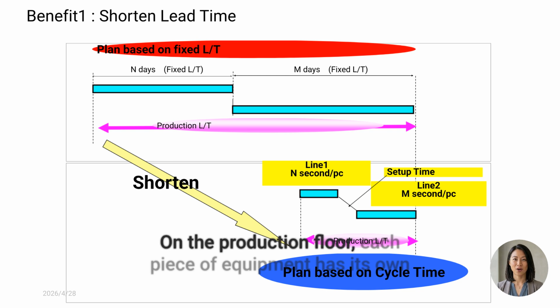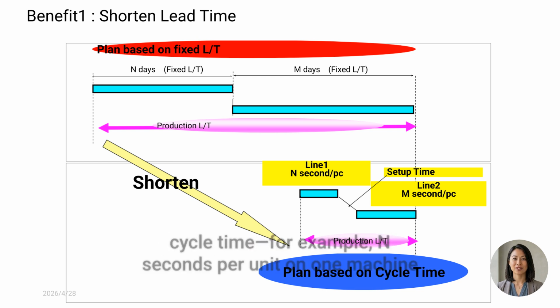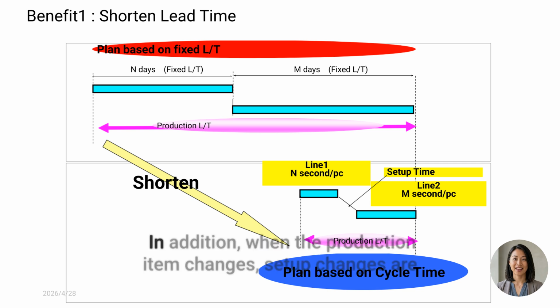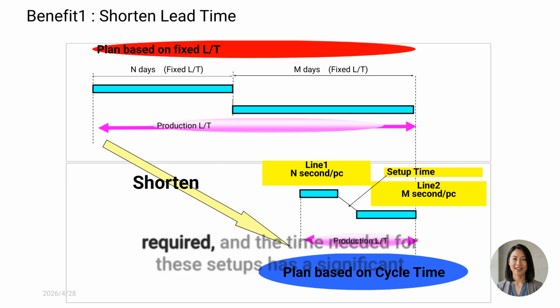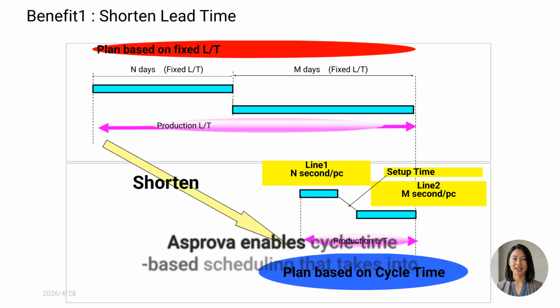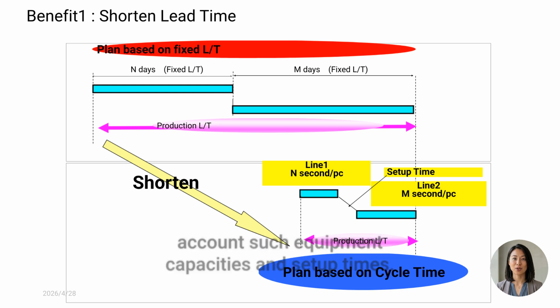On the production floor, each piece of equipment has its own cycle time, for example, N seconds per unit on one machine and M seconds on another. In addition, when the production item changes, setup changes are required, and the time needed for these setups has a significant impact on the production plan. Asprova enables cycle time-based scheduling that takes into account such equipment capacities and setup times.